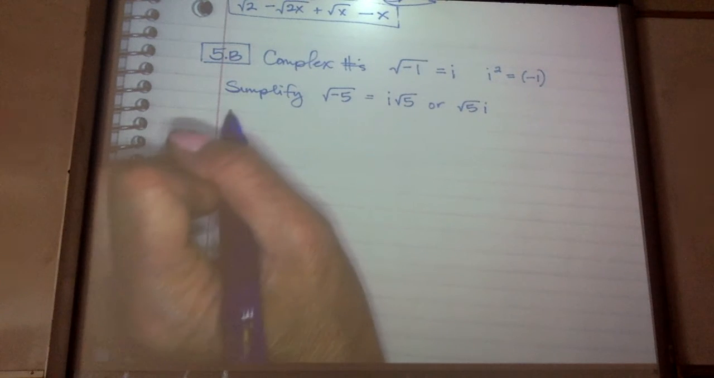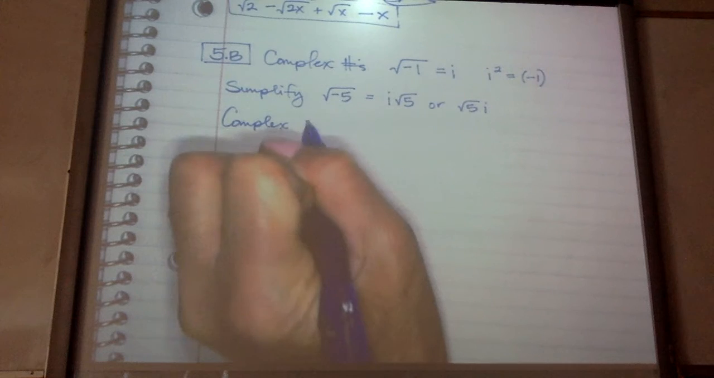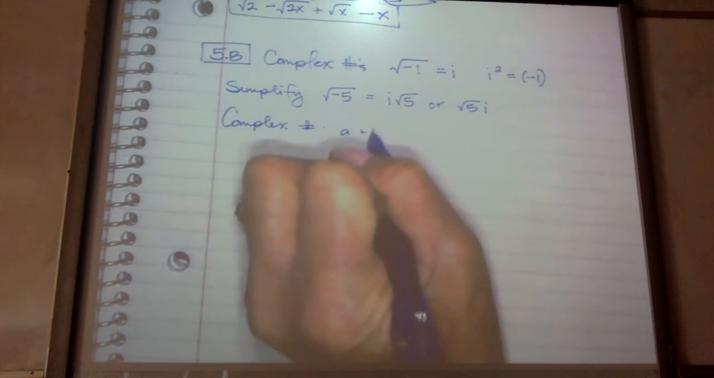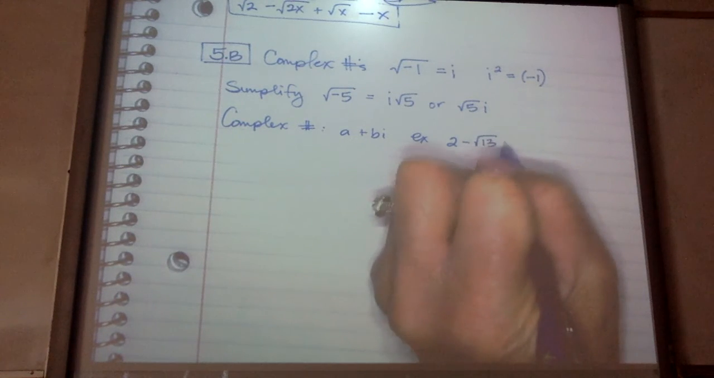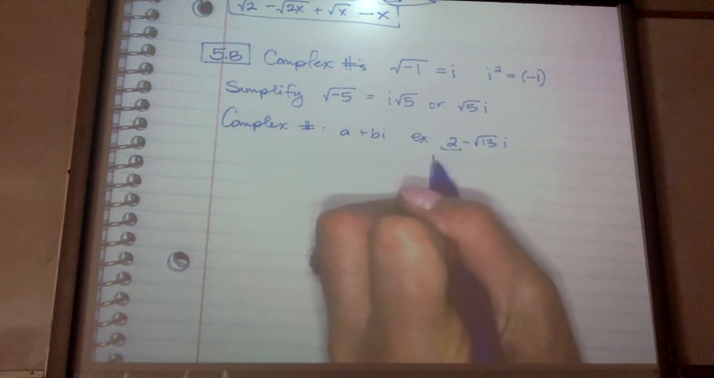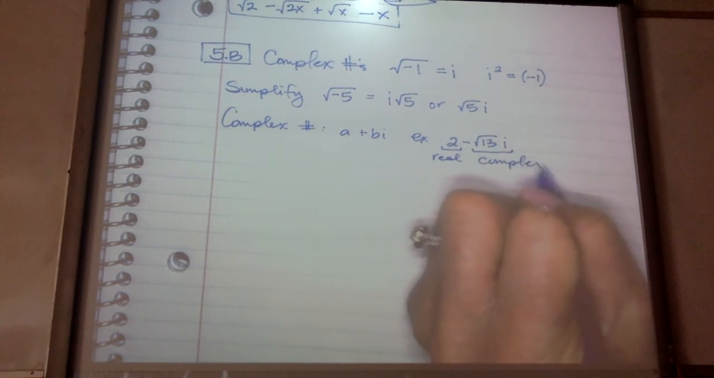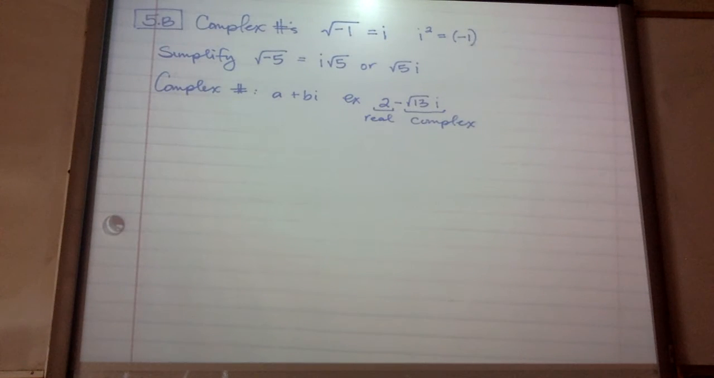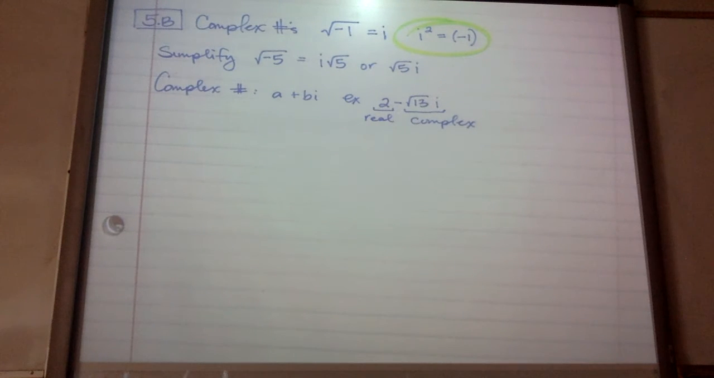A complex number is in the form a plus bi. Example: 2 minus root 13 i. This part is called the real part, and this part here is called the imaginary part. They do some examples simplifying with i, some pretty complex ones. I'm going to do 2 of them with you, and that should cover it. But this right here is super, super important. We're going to use that a lot.